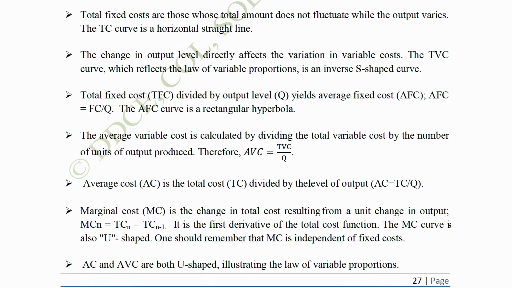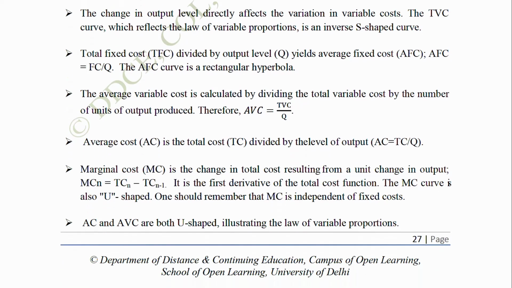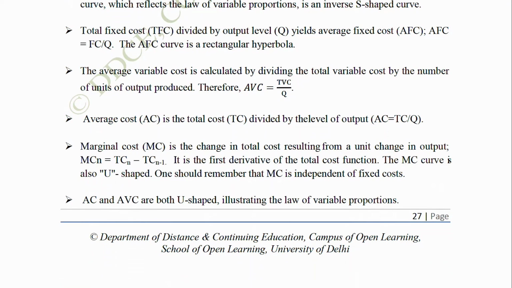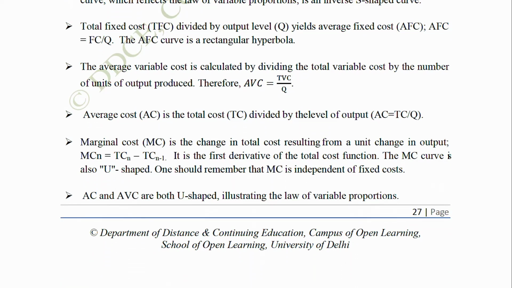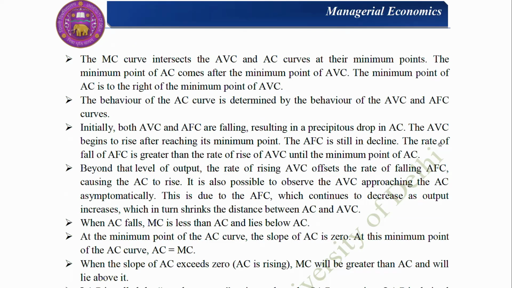Average cost is the total cost divided by the level of output. Marginal cost is the change in total cost resulting from a unit change in output. It is the first derivative of the total cost function. The marginal cost curve is also U-shaped. One should remember that marginal cost is independent of fixed cost. AC and AVC are both U-shaped, illustrating the law of variable proportions. The marginal cost curve intersects the average variable cost and average cost curves at their minimum points.